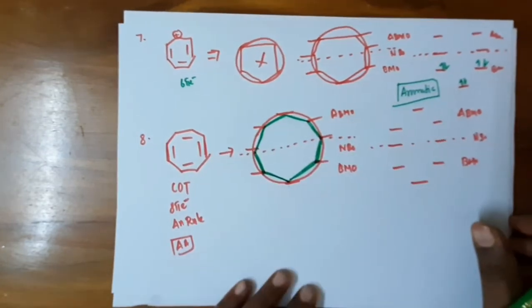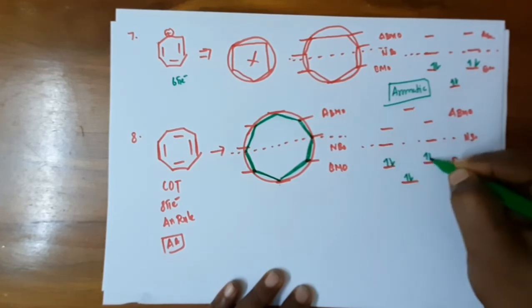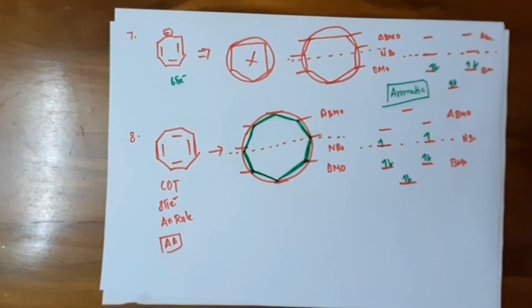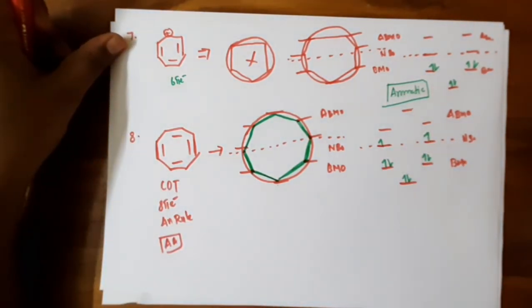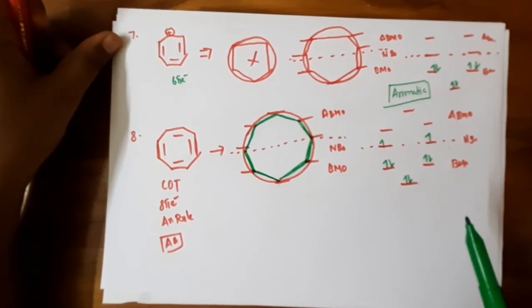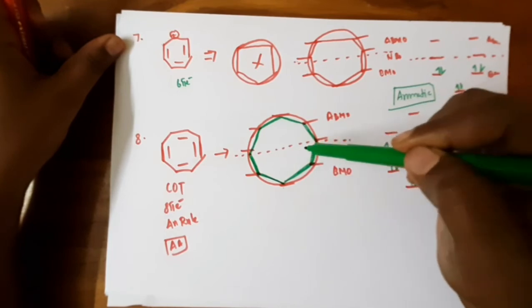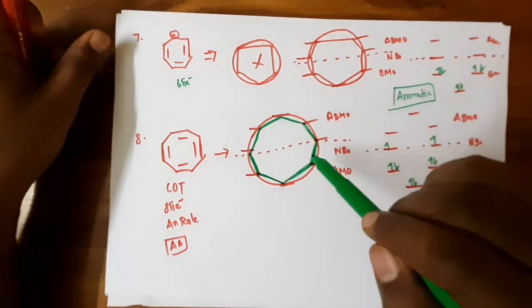So cyclooctatetraene has 8 electrons. So fill the 8 electrons in this way. So this has 2 unpaired electrons in the non-bonding energy level, hence it should be anti-aromatic. But this cyclooctatetraene escapes from the anti-aromaticity to non-aromatic by losing its shape.